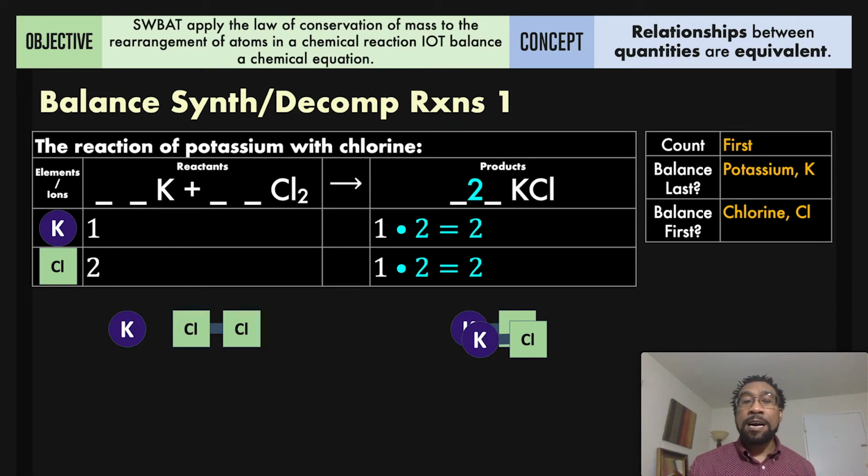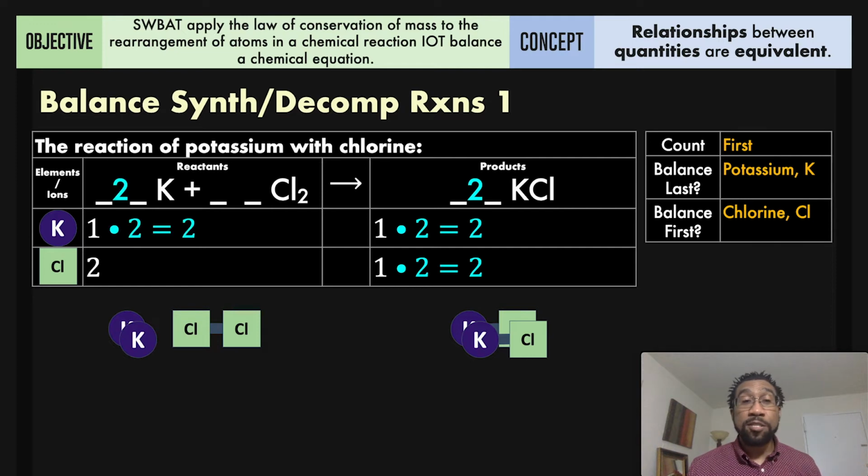So I balanced the chlorines. I have a 2 in the reactants and a 2 in the products. But now the potassiums are not balanced. So guess what? We're about to balance potassium last. That means we're almost done with this problem. If I have 1 potassium atom and I want to multiply it by a number to make it equal to 2, what number would that be?